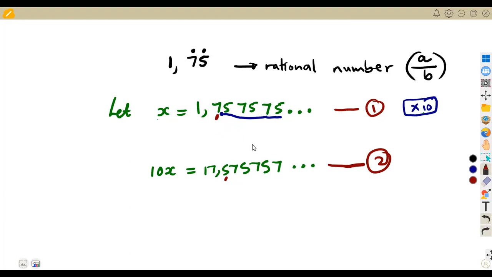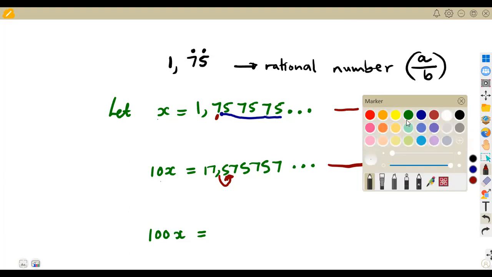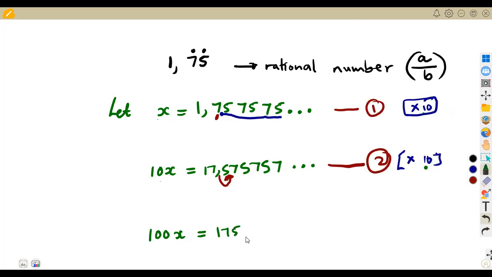So what am I going to do? I'm going to multiply again by 10. So again, let's multiply by 10 and see what's going to happen this time. 10 times 10x is 100x, which is equal to, you multiply this equation by 10. Remember what I said, you simply move the comma 1 place to the right. So the number is now 175 comma, because the comma is now here. You moved it, and you remain with 175 here.